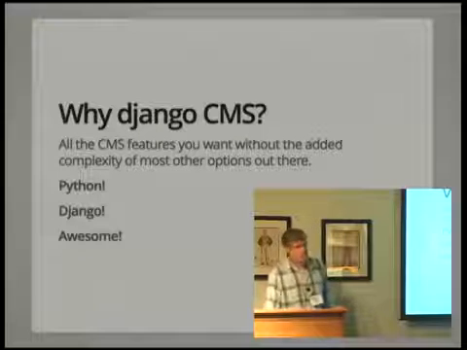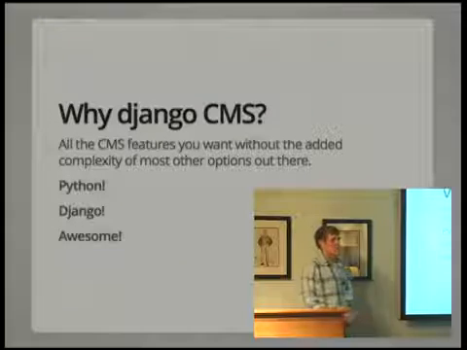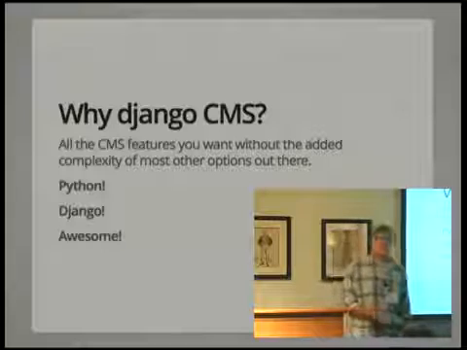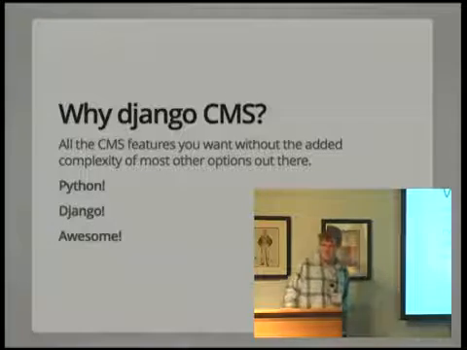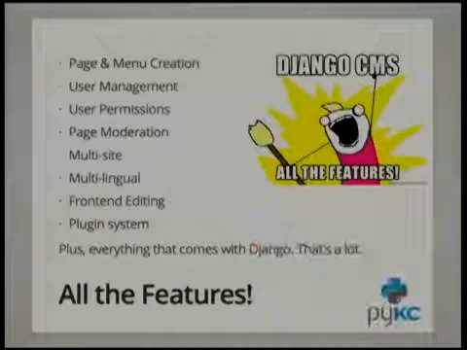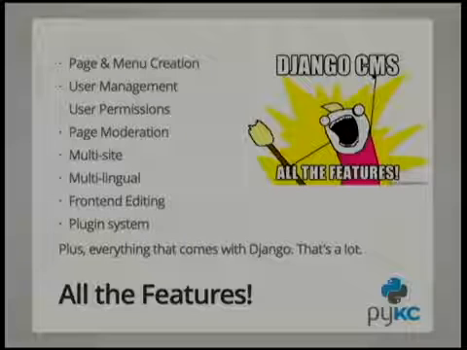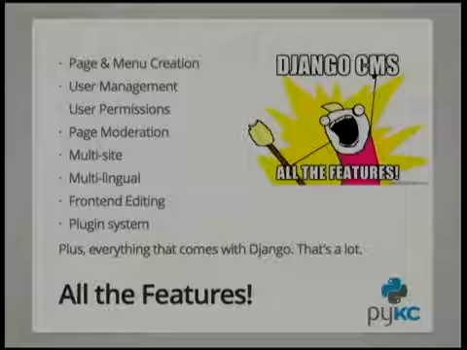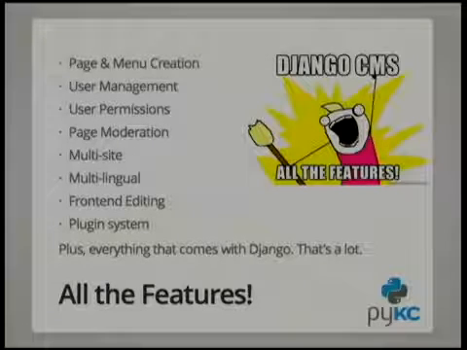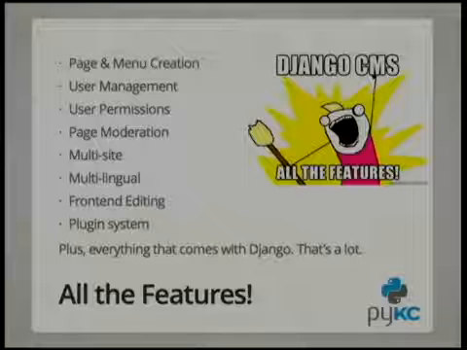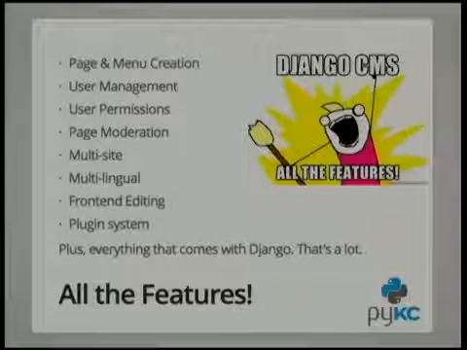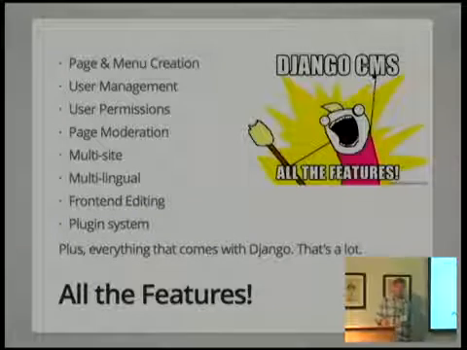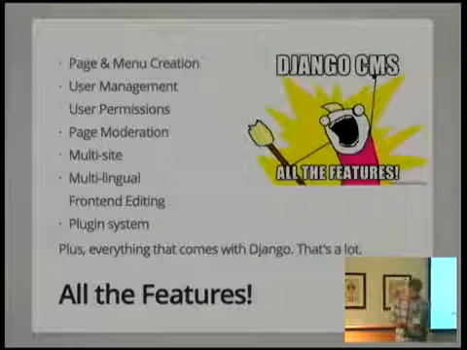So let's talk about the features. What are those CMS features you need? What do I see as the core set of CMS features? Django CMS has all of them. You basically have page and menu creation, just the base of all CMS. And I think it's important that Django CMS calls them pages. I think they're nodes in Drupal. An end user has no idea what a node is. They know what a page is.